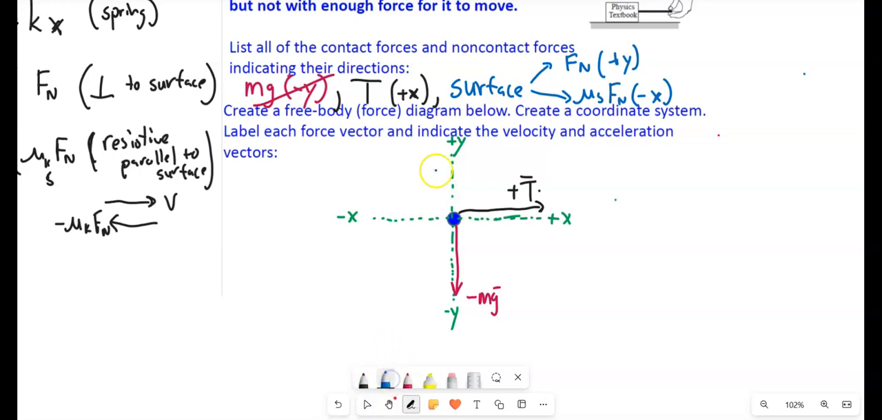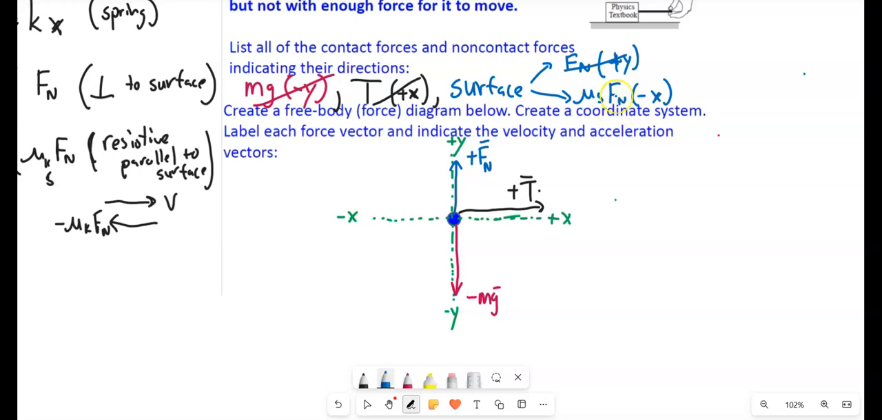The surface force, notice that I use the same color because the surface force is actually two different things. It's a normal force pointing in the positive y direction. Make sure I note that I got that out of the way. So the normal force is pointing in the positive y direction. So that's pointing up, and that is a positive F sub n vector. So I've got that guy.